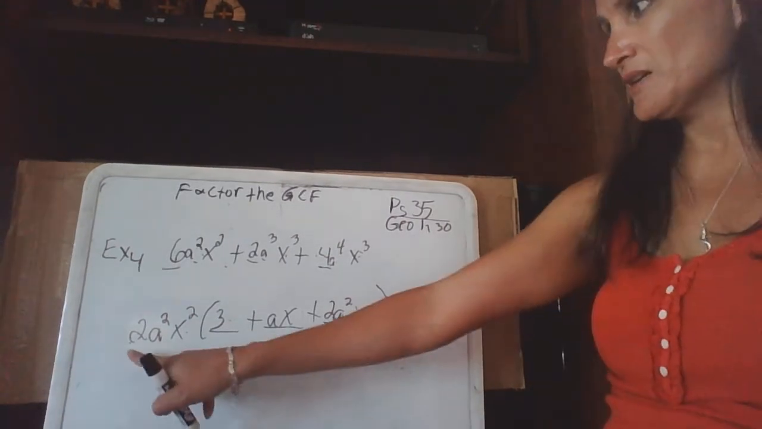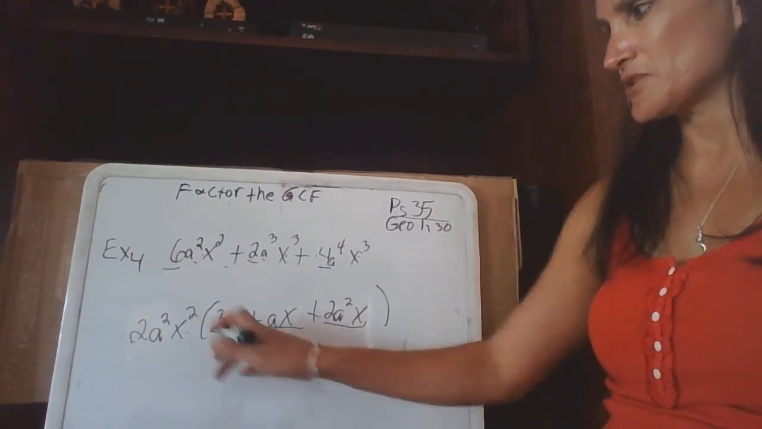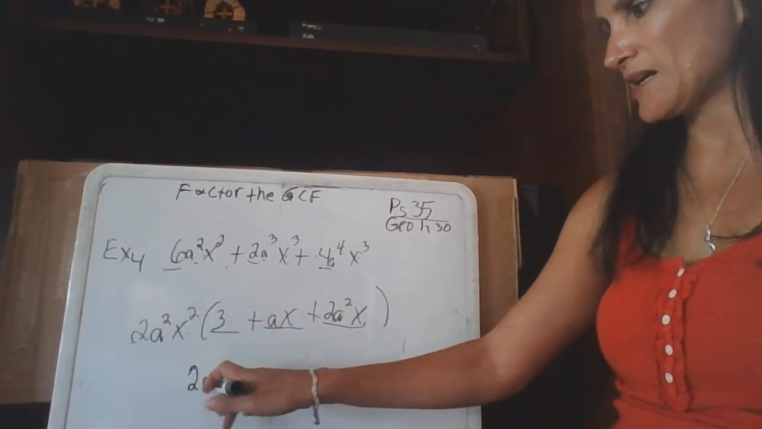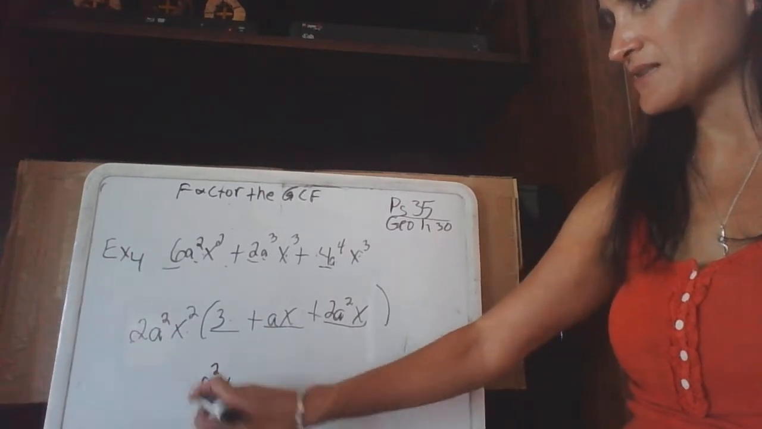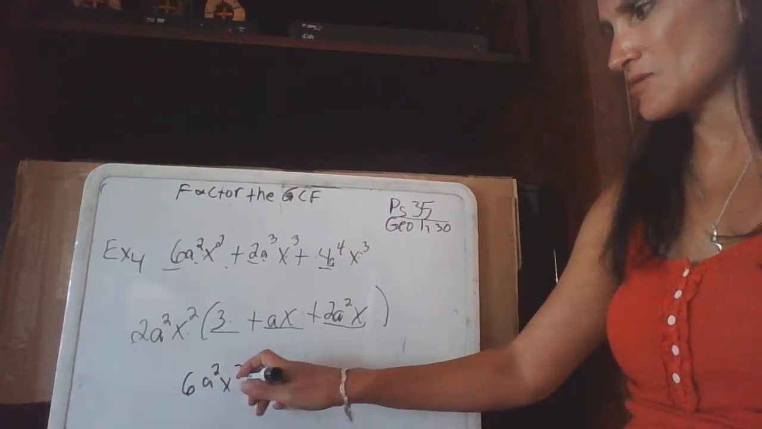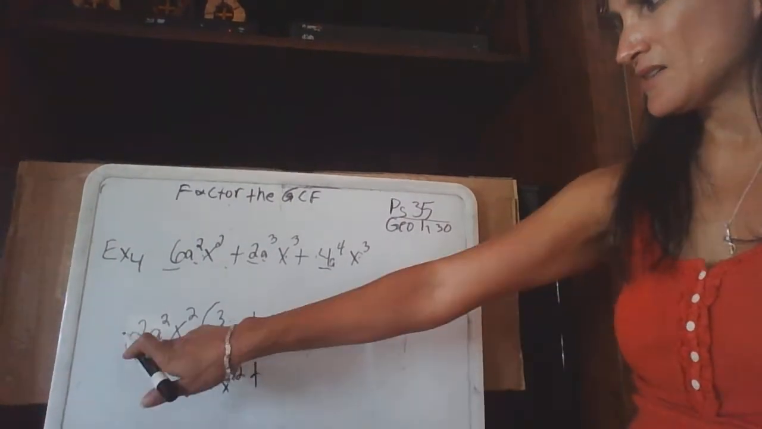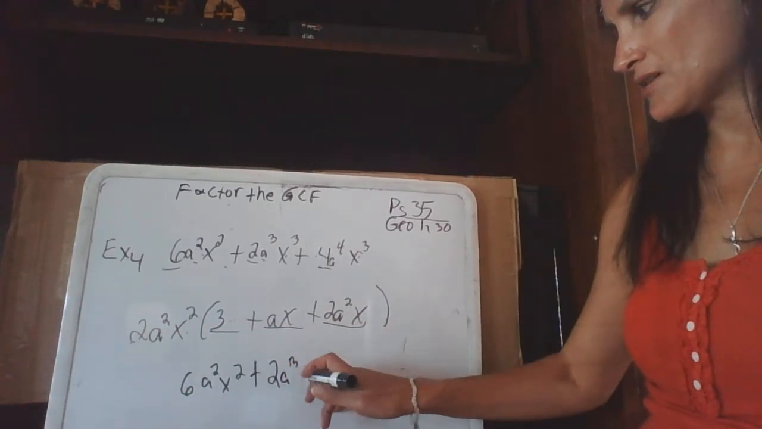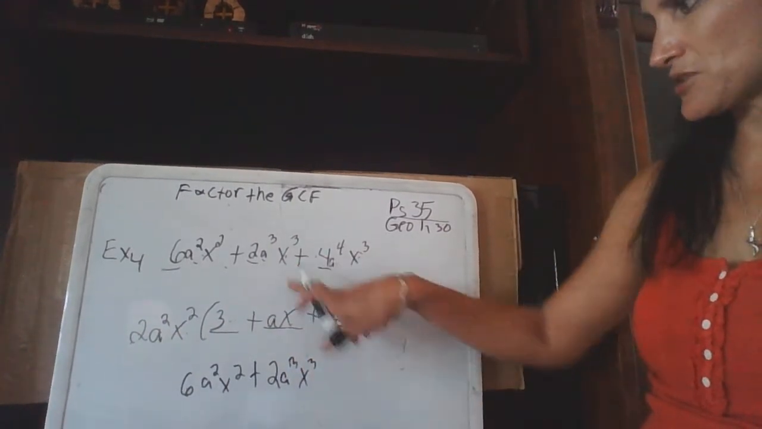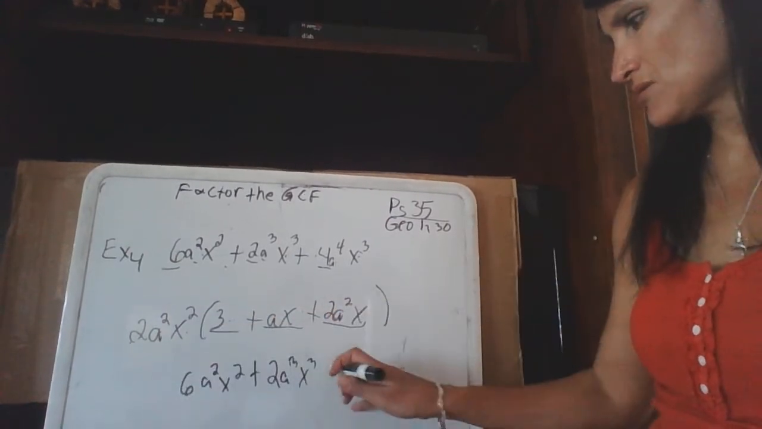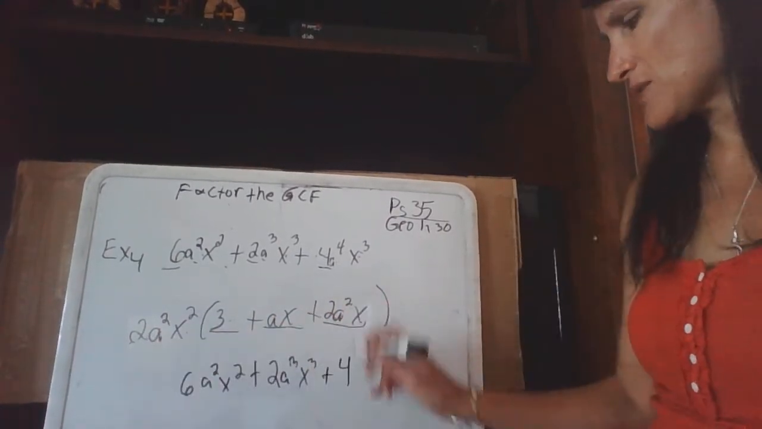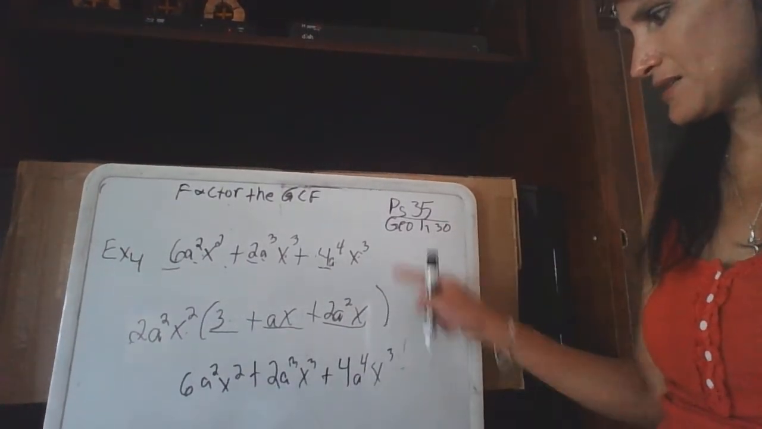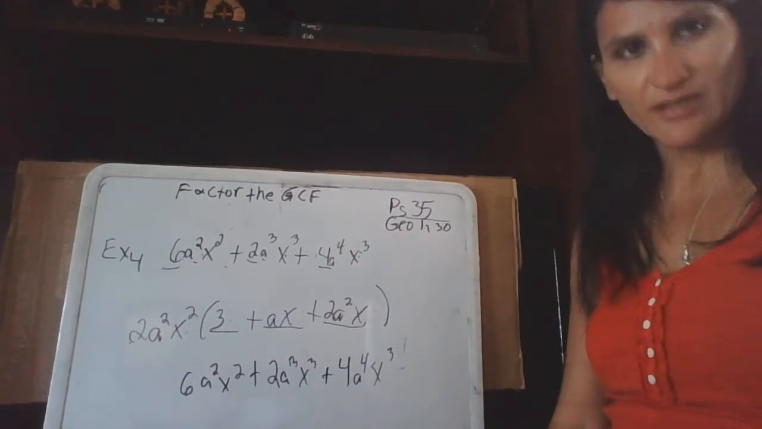And the check would be 2 times 3. Well, actually, let's distribute. So 2a squared x squared times 3 would be 6a squared x squared, that checks, plus 2 times 1 is 2, a squared times a is a to the third, x squared times x is x to the third, that matches, okay? And then 2 times 2 is 4, a squared times a squared is a to the fourth, x squared times x is x to the third, and I can see that that term matches. So because the check works out, I know I did it right.